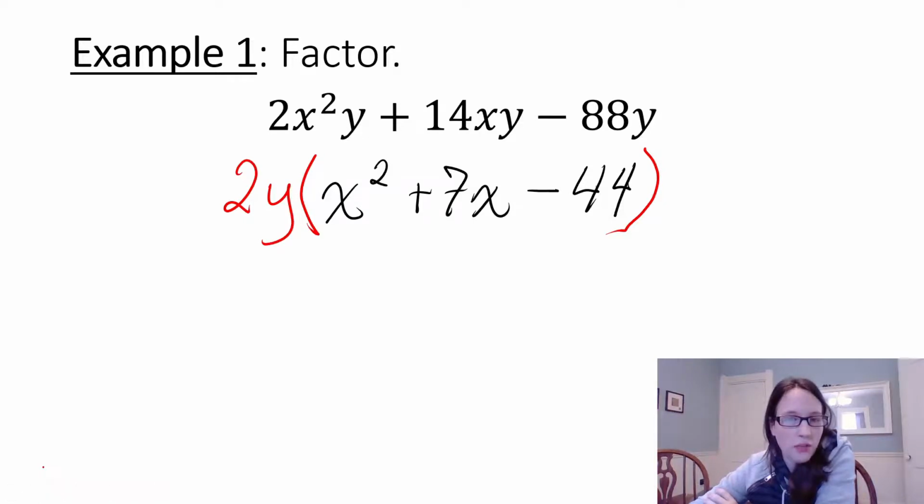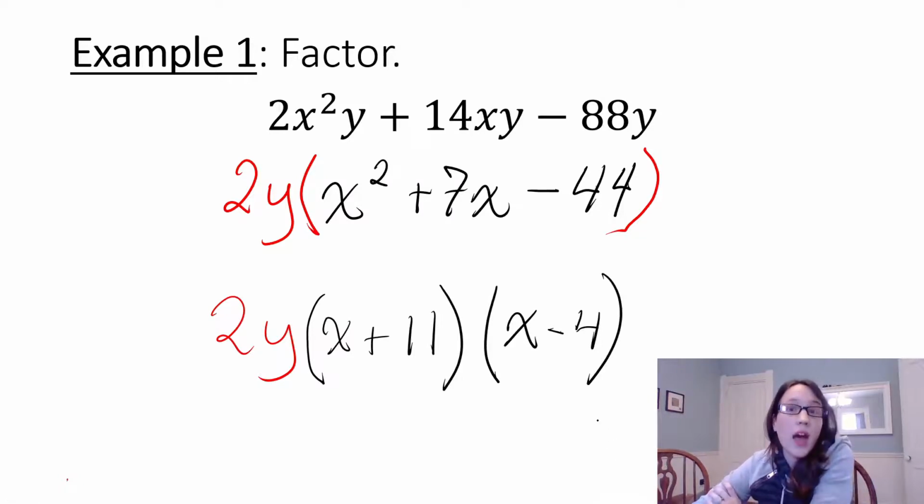So I still have my 2y out front. So it's still 2y. But then that trinomial is going to turn into 2 binomials, like so. So the cool thing is, if we wanted to check this, we have 3 things that we're multiplying together here. So we have a 2y, we have an x plus 11, and we have an x minus 4.